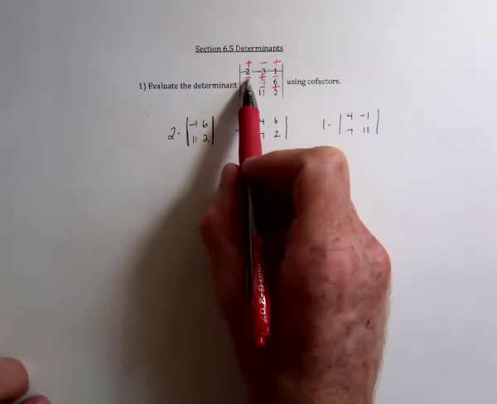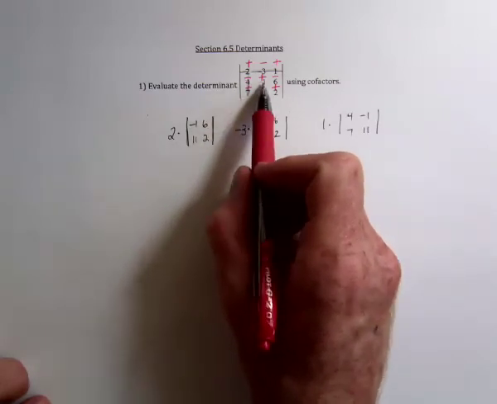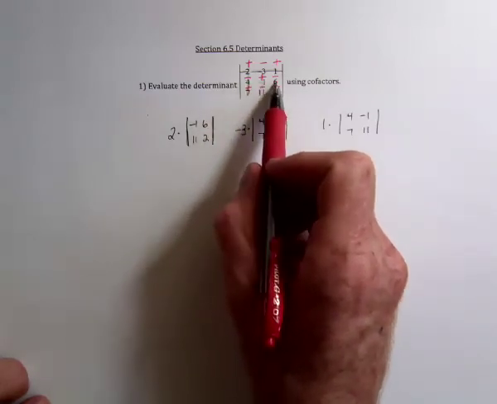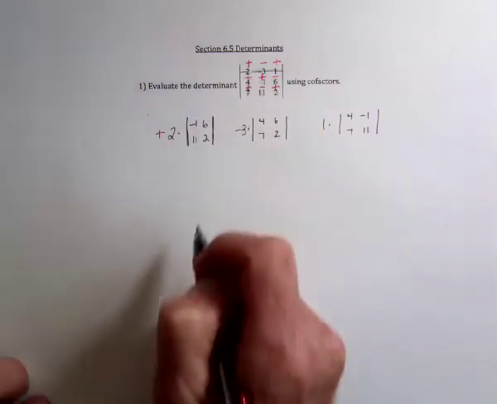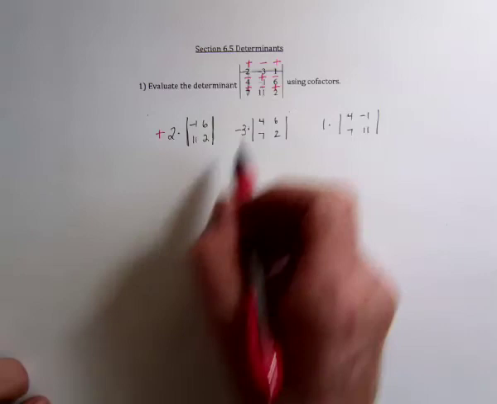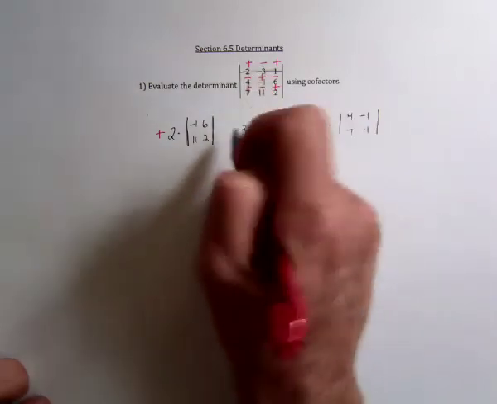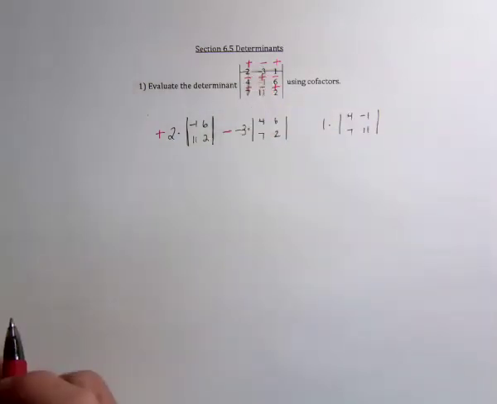But then for the 4 you attach a negative. For this you would attach a positive, and for this you would attach a negative. So we need to attach an extra positive on that, which actually doesn't change it, a negative for the middle one, which does change it, and then a positive on the last one.